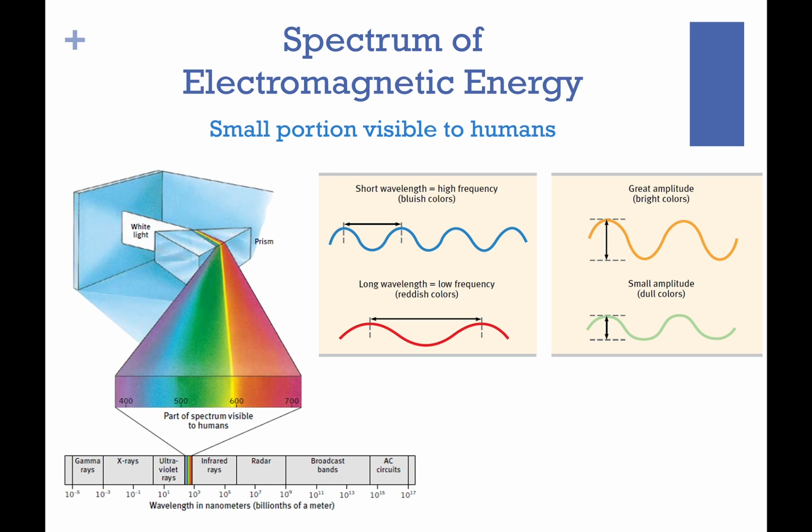Usually if it's a brighter color, let's say for instance a really bright yellow, it's going to be a fast frequency, let's say a high frequency, great amplitude light wave. Small amplitude light waves are going to appear more dull.